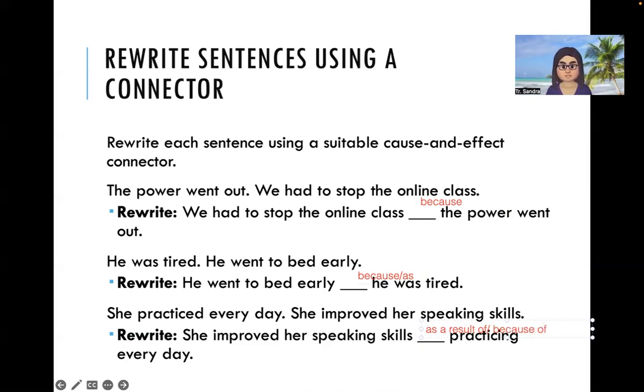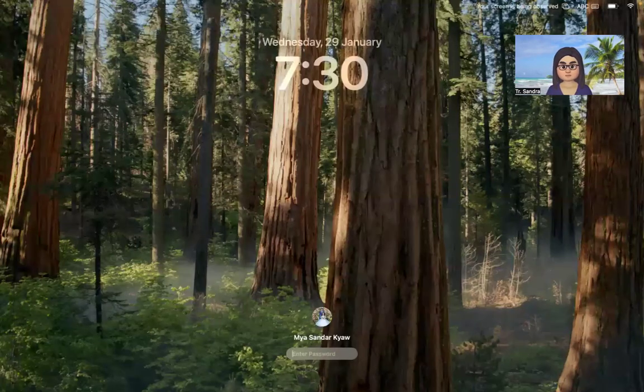Because of practicing every day. Okay, so here we are going to have a look at what's the difference between as, since, and because. Maybe I need to prepare another PowerPoint slide. But when I was preparing the PowerPoint slide, those ideas did not pop up in my mind. And now, because of your questions, I got an idea.